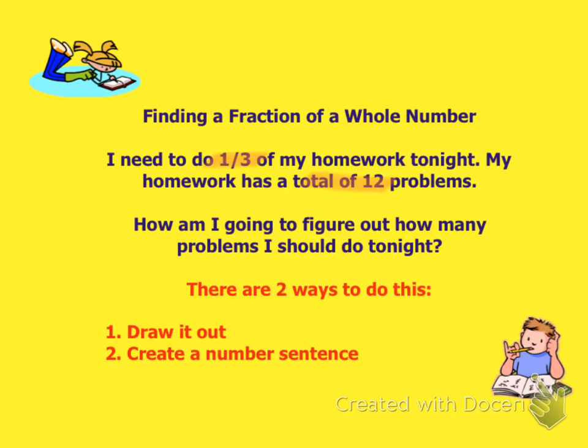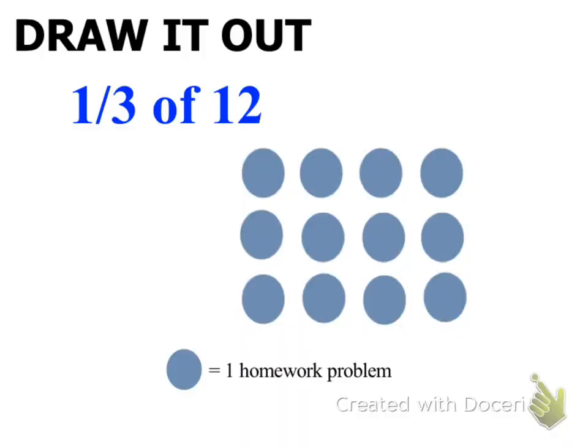So there's two ways that we can do this. Number one, we can draw it out, and number two, we can create a number sentence. So let's first start with drawing it out. There's a total of 12 math problems. If you look at our dots here, each of these dots represents one homework problem. So there are 12 of them. And then the next part that you're thinking about is I only need to do 1/3 of them.